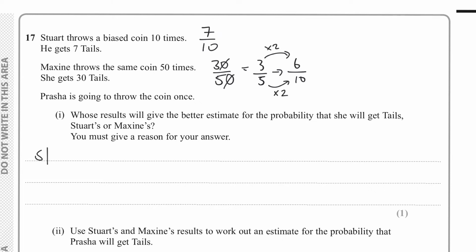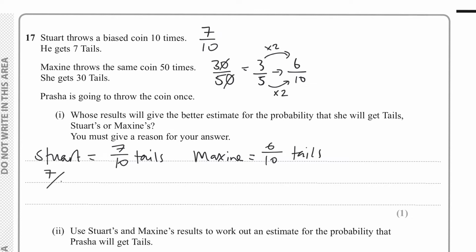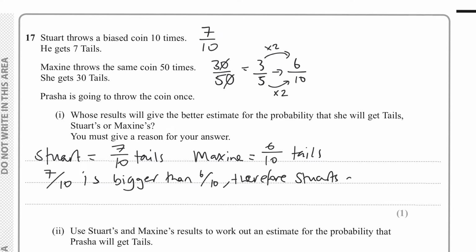So we'll just write Stuart's is equal to 7 out of 10 tails. Maxine is equal to 6 out of 10 tails. So we just say something along the lines of 7 out of 10 is bigger than 6 out of 10. And therefore, Stuart's gives a better estimate because it's a higher probability.